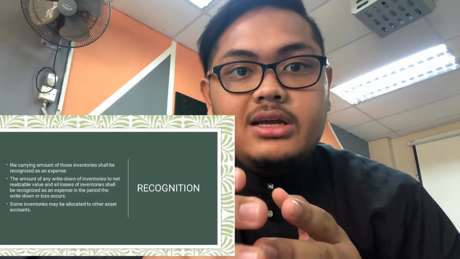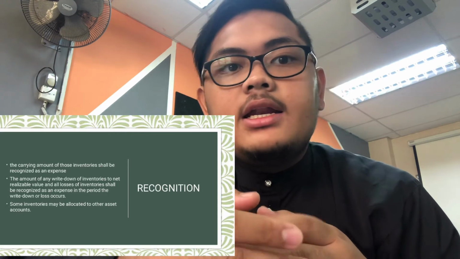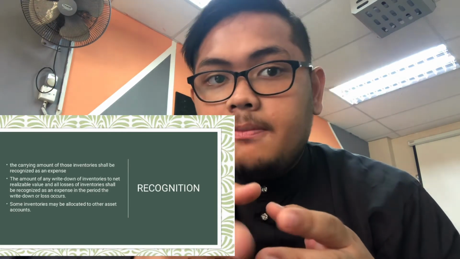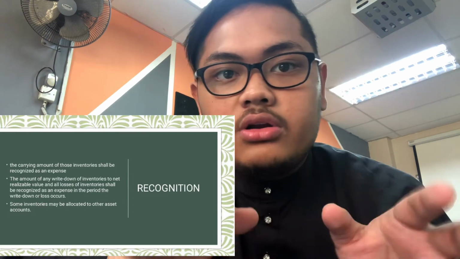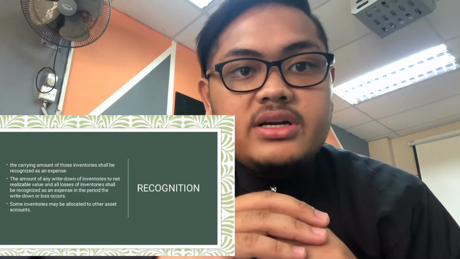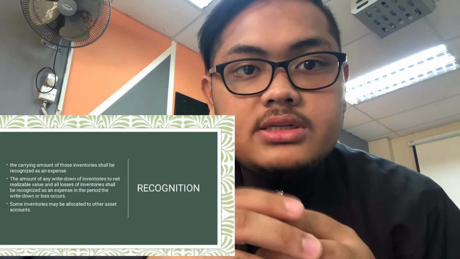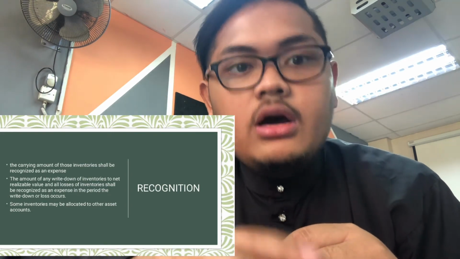For the recognition, when inventories are sold, the carrying amount of those inventories shall be recognized as an expense in the period in which the related revenue is recognized. The amount of any write-down of inventories to net realizable value and all losses of inventories shall be recognized as an expense in the period the write-down or loss occurs. Some inventories may be allocated to other asset accounts.